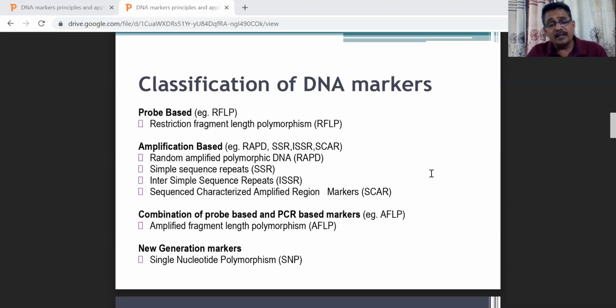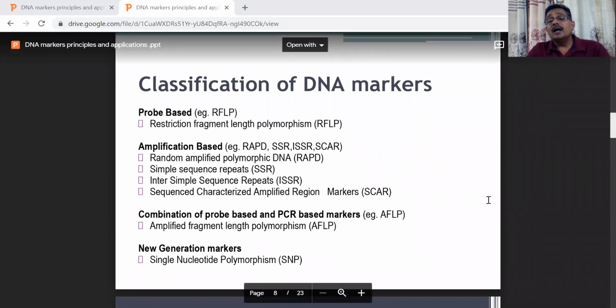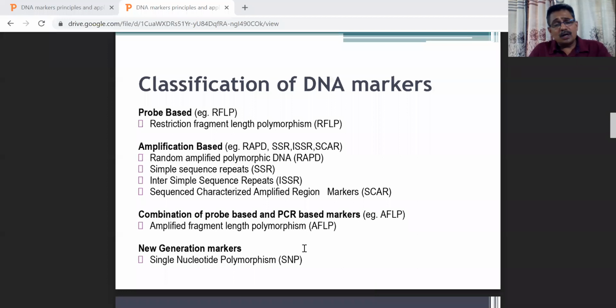These markers were used very commonly, but nowadays RAPD in some cases and SCAR markers for some specific purposes are still used by people. RFLP has almost vanished from the scene because of some of the difficulties. Then, after the amplification-based markers came, they combined them with RFLP and developed a new marker, the AFLP marker, that is amplified fragment length polymorphism. It combined the advantage of the restriction-based marker and the amplification-based marker. They combined together, and the AFLP marker came. We ruled with the AFLP marker for around another 2 decades.